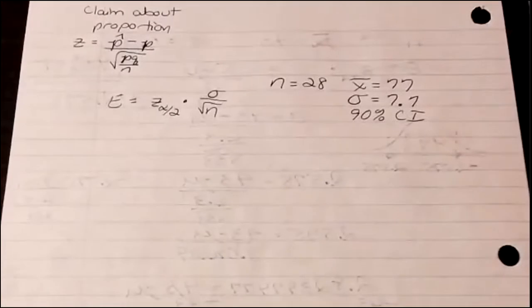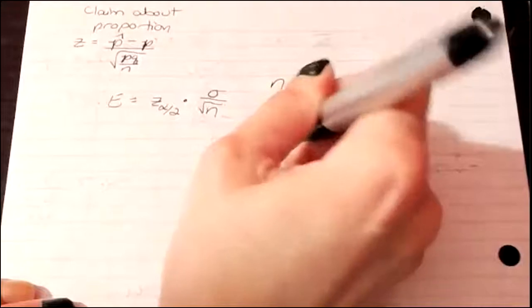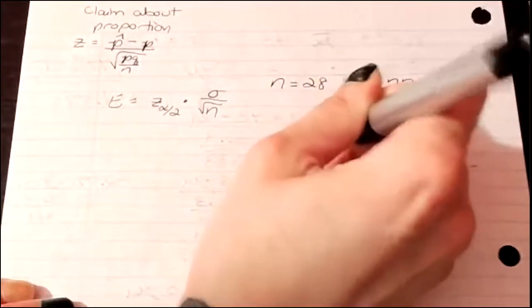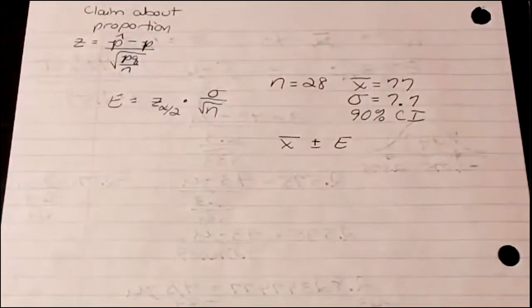And I wrote down for you the formula that we're going to be using in this case. So we see that our sample mean is 77. We want to essentially satisfy this particular notation, sample mean plus or minus the error. We want to construct a 90% confidence interval.